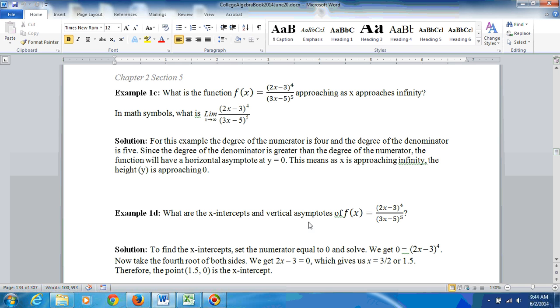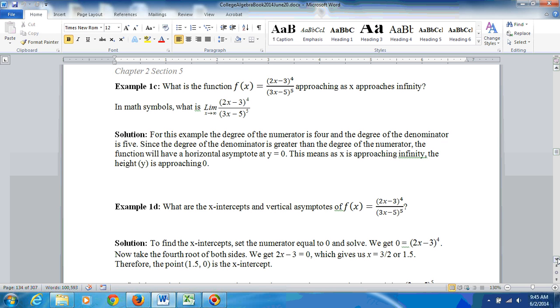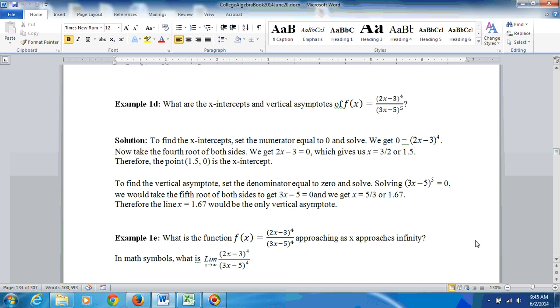What are the x-intercepts and vertical asymptotes for this one? Well, again, to get x-intercepts, set the numerator equals 0. You would get rid of the 4th power by taking the 4th root. Then you just have to add 3 and divide by 2. So you would get 3/2, or 1.5, for the x-intercept. To get the vertical asymptote, set the denominator equals 0. You would take the 5th root to get rid of the 5th power. You would just add 5 and divide by 3, so you get 5/3. X equals 5/3, or 1.67 approximately, for the vertical asymptote.